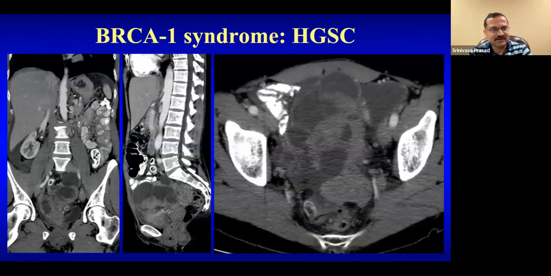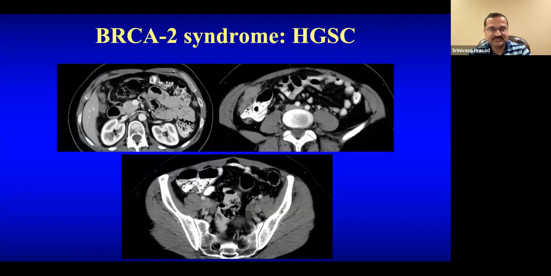Here is a garden variety high-grade serous carcinoma in a patient with BRCA1, quite significant pelvic disease, bilateral ovarian complex masses with enhancing soft tissues, and disseminated peritoneal carcinomatosis. Characteristic high-grade serous carcinoma, the most common and the most lethal of all ovarian cancers.